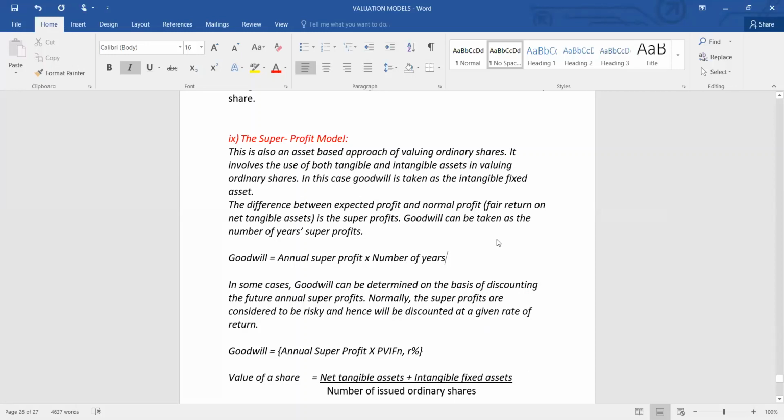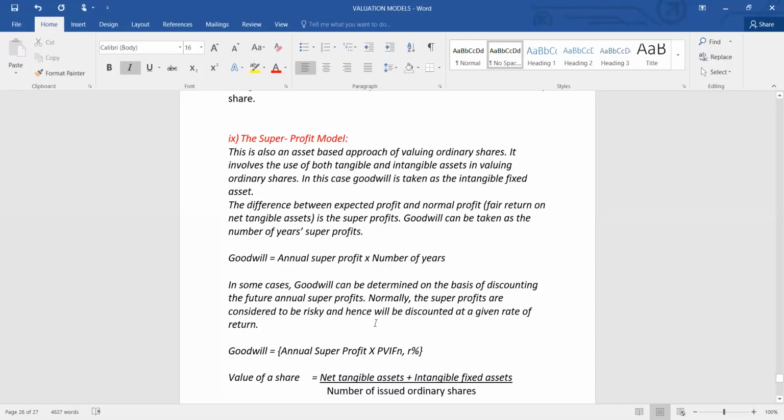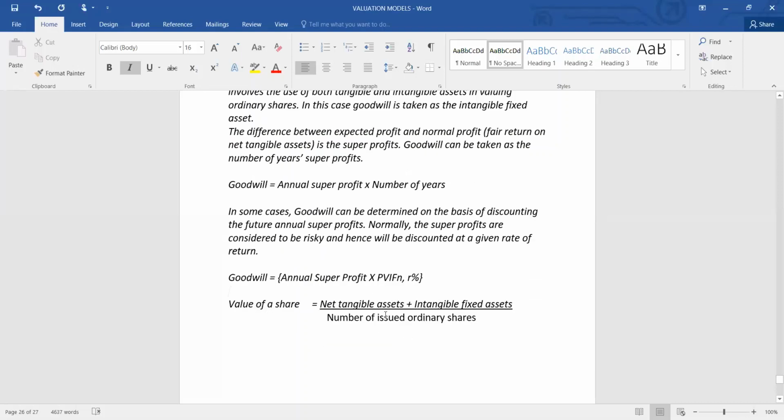Alternatively, we can take goodwill on the basis of discounting super earnings, assuming the super earnings are the same every year. Super earnings year 1, year 2, year 3, year 4, year 5 are the same. Then those super earnings are taken as an annuity for discounting purposes. So value per share is net tangible assets plus intangible assets, that is, goodwill, divided by the number of issued shares.